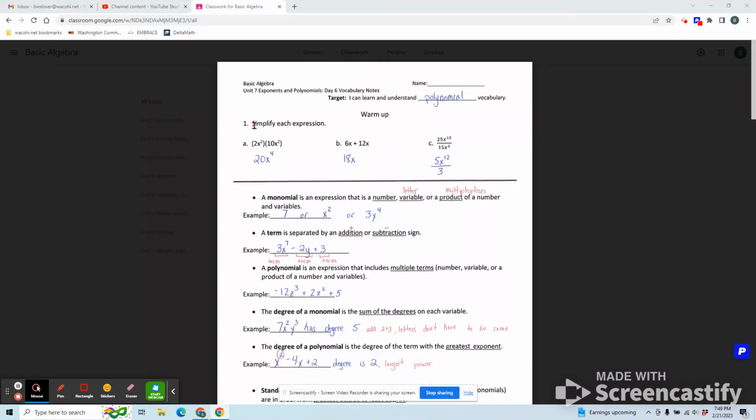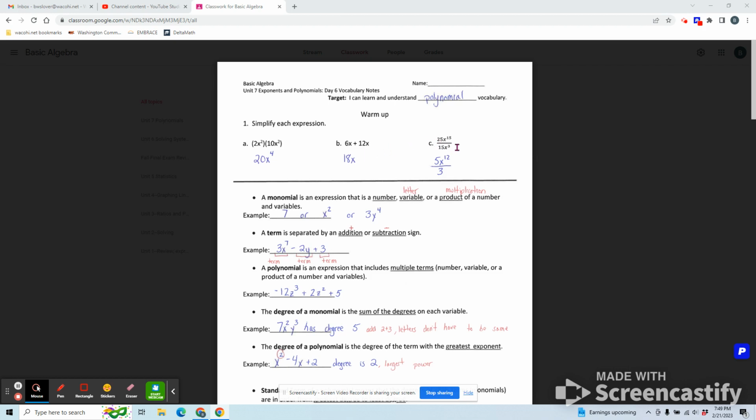So we got our warm up here. We're just simplifying the expressions, just some review of basic exponent rules. So 2x squared times 10x squared. We multiply our coefficients. 2 times 10 gives us 20, and then you add your powers. These are like terms, so we just add them. We do not change our powers.